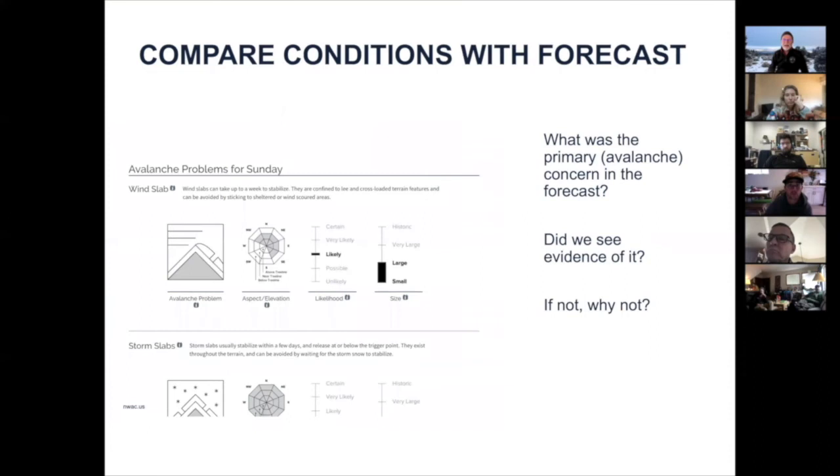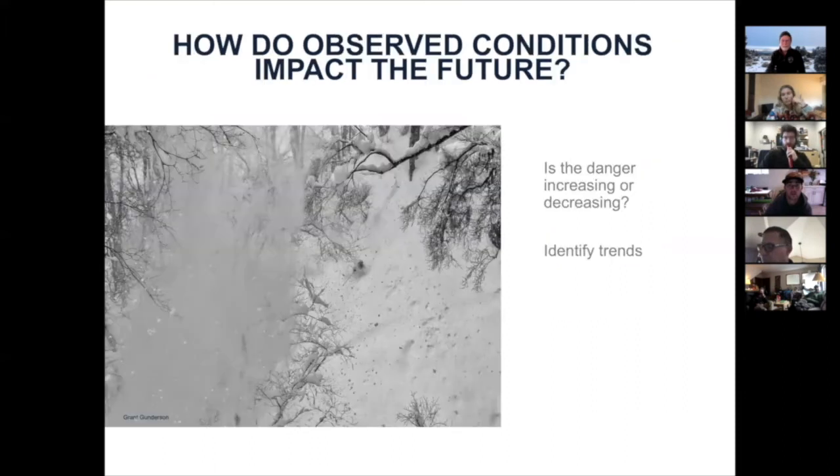We'll compare what our primary concern was in the morning. Did we see evidence of it? If not, well, why not? Were we just in the wrong place? Did we just not get to find what that problem could have been? Just because we didn't find it doesn't mean that it didn't exist. If we're going skiing tomorrow, is the danger increasing or decreasing? What's the trend?